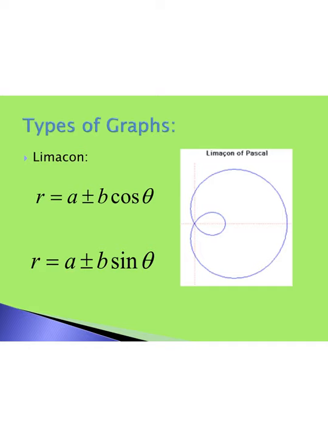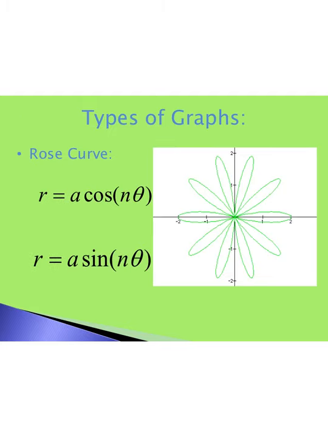When you look at your graph, you can see we have what is kind of like a heart-shaped function. And this one would be the cosine version because it is what is called more of a horizontal limaçon. If we were to take this and rotate it 90 degrees and have it facing upward, it would then be our sine version.